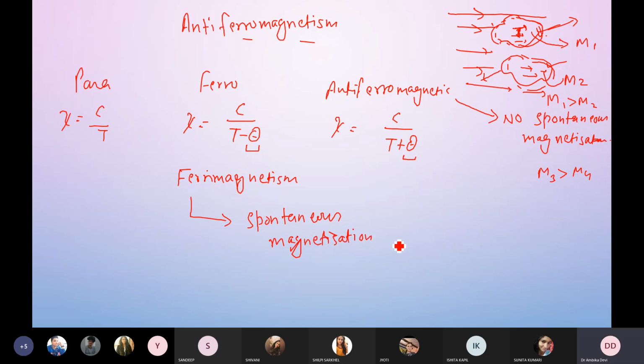So the only difference between antiferromagnetic and ferrimagnetic material is, in the antiferromagnetic materials, no spontaneous magnetization takes place. However, in ferrimagnetic materials, spontaneous magnetization takes place.